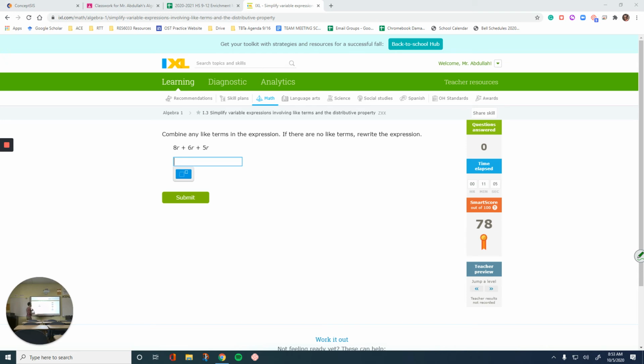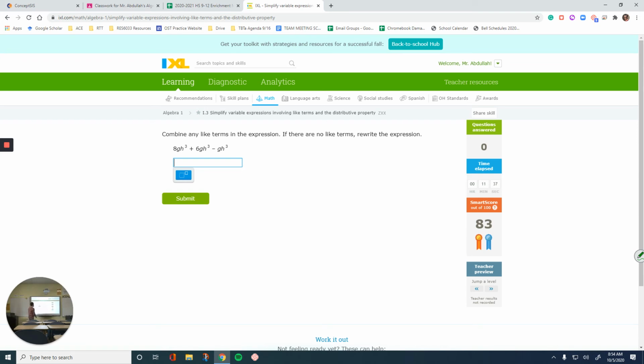But in here, we have 3 terms, and each one of them are like terms because they all have the same variable, r squared. So 8 plus 6 is 14, plus 5 is 19. Keep your variable the same because we are not multiplying them. When you add or subtract, you keep the variable the same. Moving on to the next question, combining the like terms. If there's no like terms, keep it the same.